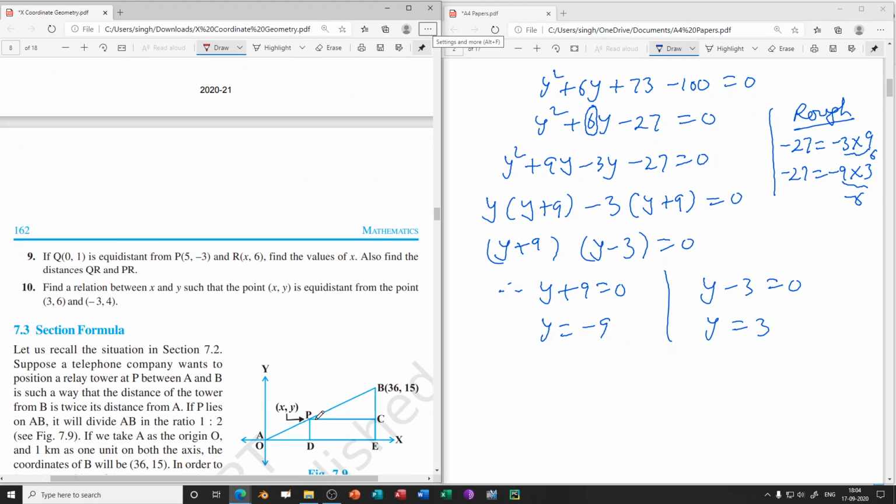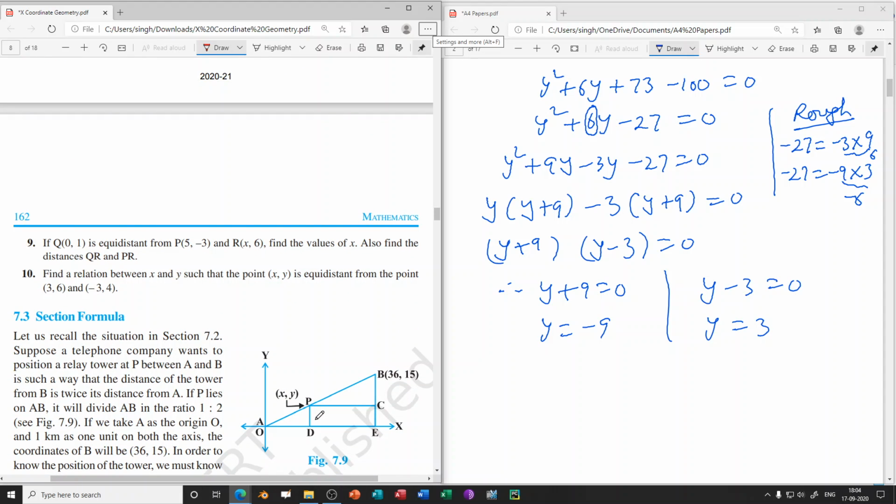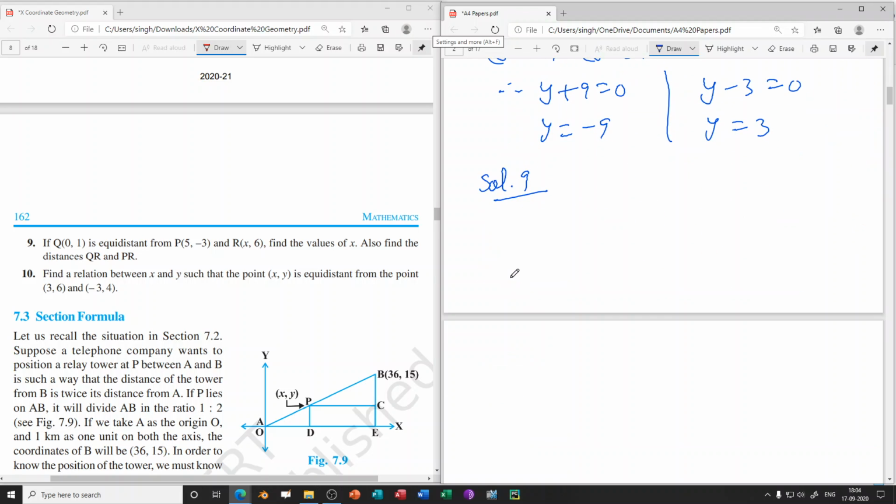Now let us go to question number ninth. What is the ninth one? If point Q(0, 1) is equidistant from P and R, find the values of x. Also find the distances QR and PR. So this ninth one you all will try on your own. The ninth one is a very simple one. Some explanation I will give you.